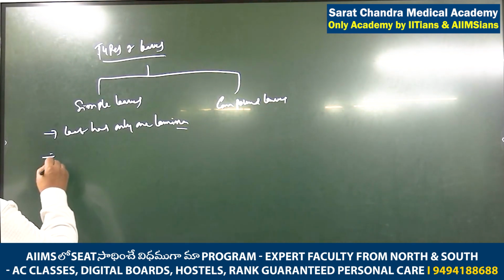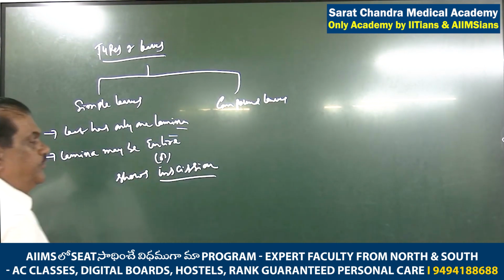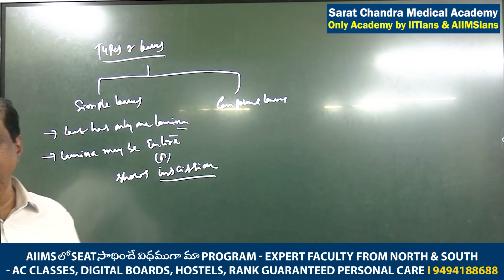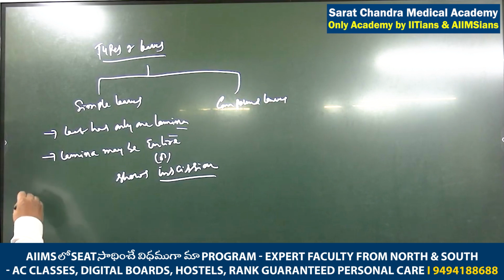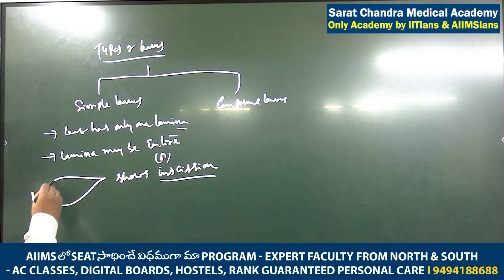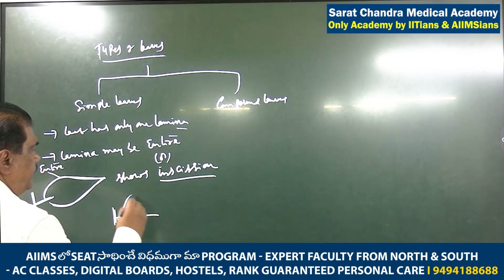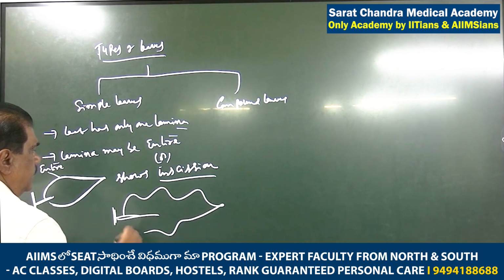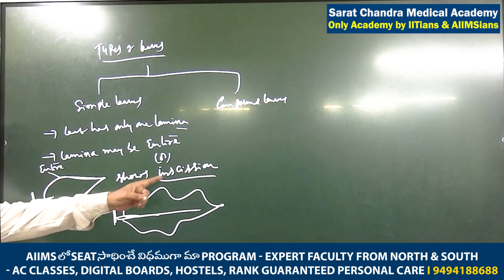In simple leaves, the lamina may be entire or show incision. Incision means breakdown. The lamina may be entire like this. This is a leaf, this is entire margin. Or sometimes the lamina shows incision. So this is incision margin.